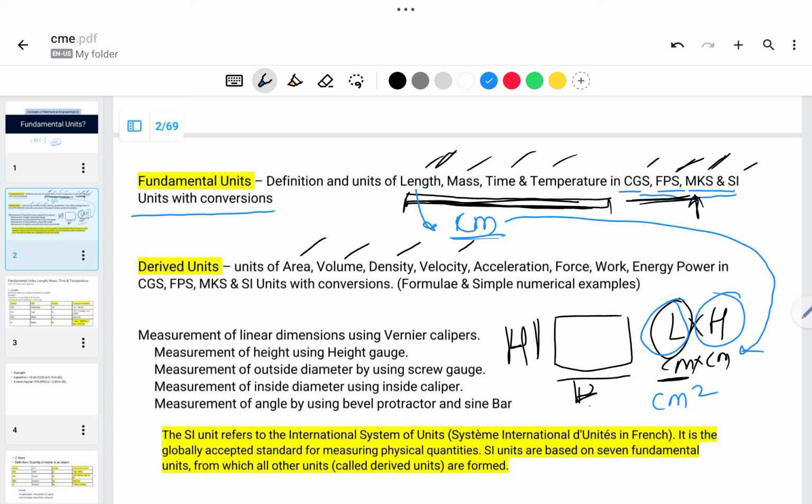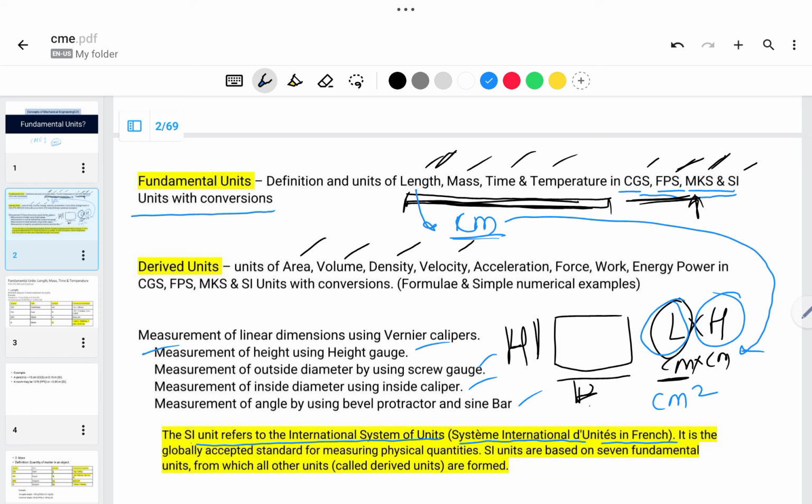So here, measurement of the height, measurement of the outside diameter using this screw gauge, we are measuring with the caliper you are using. Okay, so SI unit refers to the international standard. SI means international standard unit, the Système International d'Unités in French. It is the globally accepted SI units.